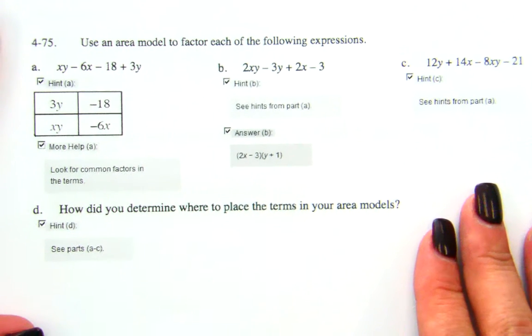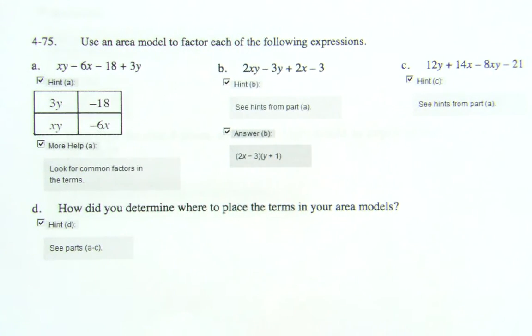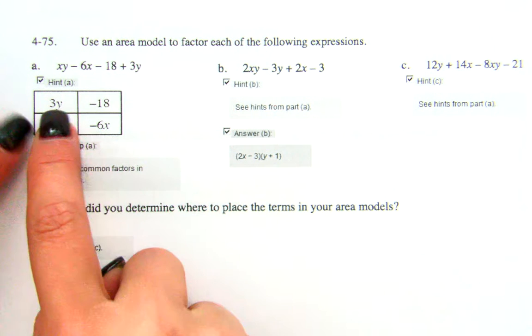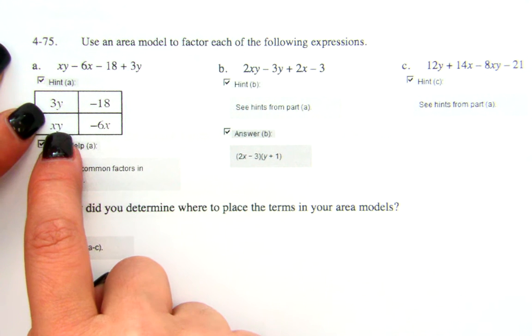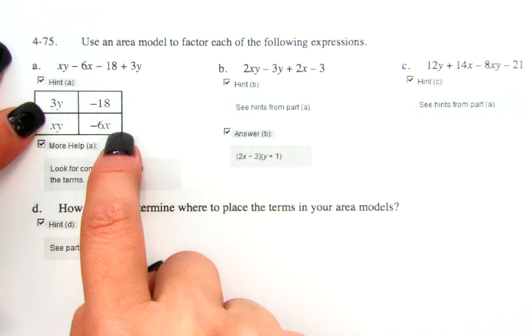Use an area model to factor each of the following expressions. We have xy minus 6x minus 18 plus 3y. And your hint is to use an area model and then figure out what your factors are. So they did the first one for you. They said, okay, we're going to put a 3y here, an xy here, and an 18 and an x there.